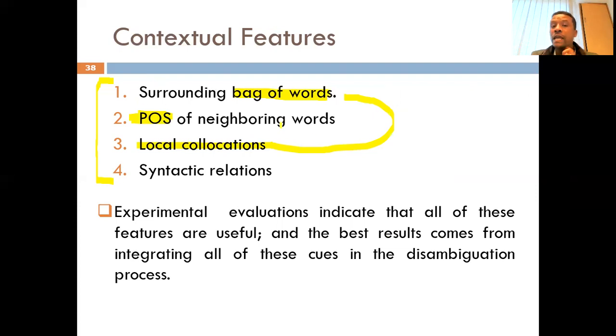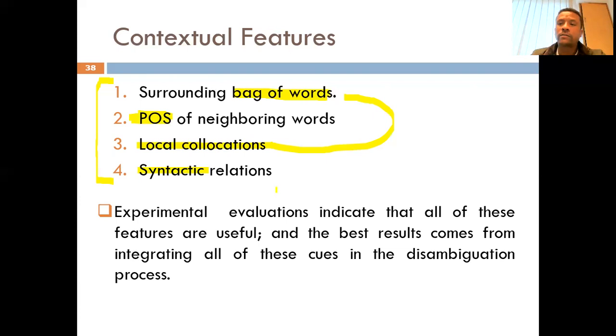So the words that are found in that sentence can be used to disambiguate, or the part of speech of the neighboring words, the part of speech of the words that are found next to the ambiguous word can be used, or local collocation, which means words that are immediately adjacent to the ambiguous word, or even the syntactic relation in the sentence can be used to resolve this.